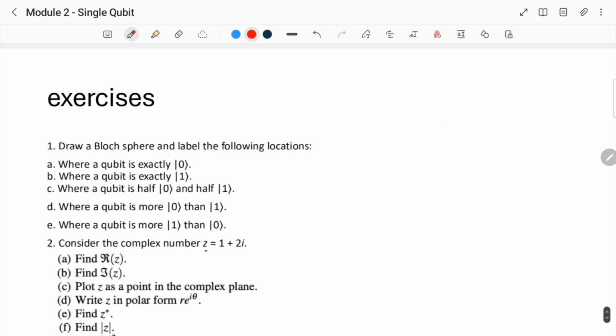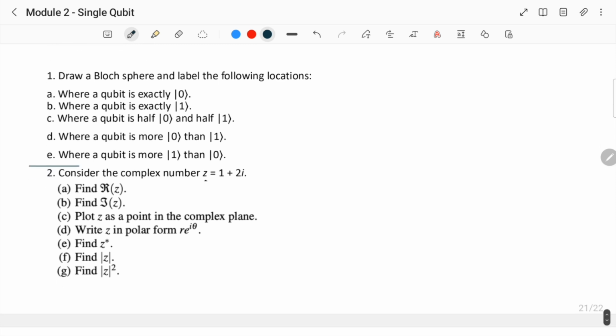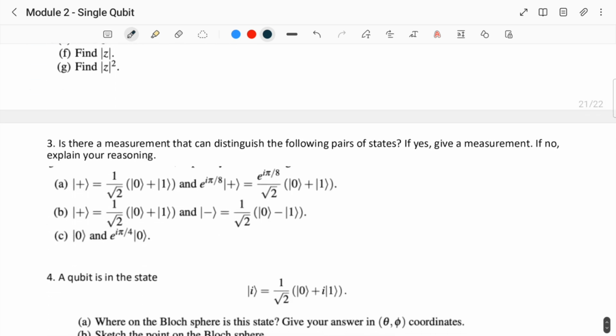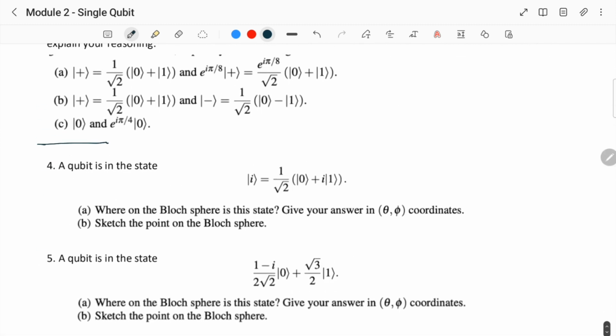Okay, this is the end of our lecture for quantum bits, and here are some exercises. Just let me mark these for your ease. This is question number 1, you have to draw the Bloch sphere. Question number 2 is kind of a review for the complex numbers. Question number 3 is measurement. Question number 4 is sketching, and 5 is sketching, because the sketching is really important to know.